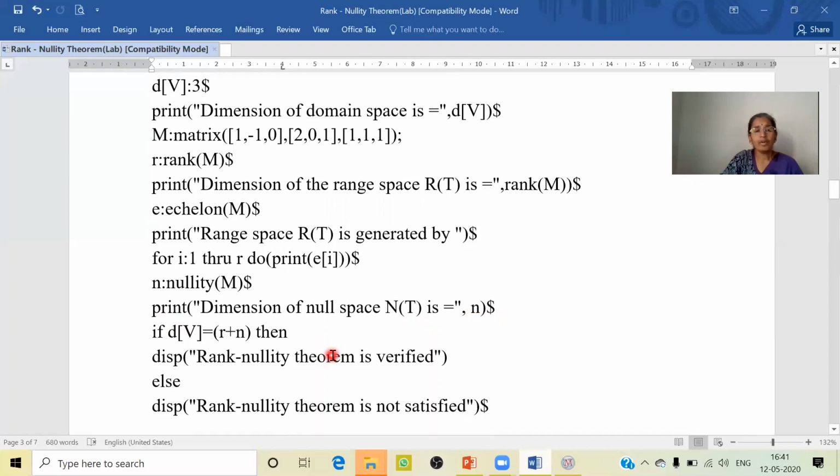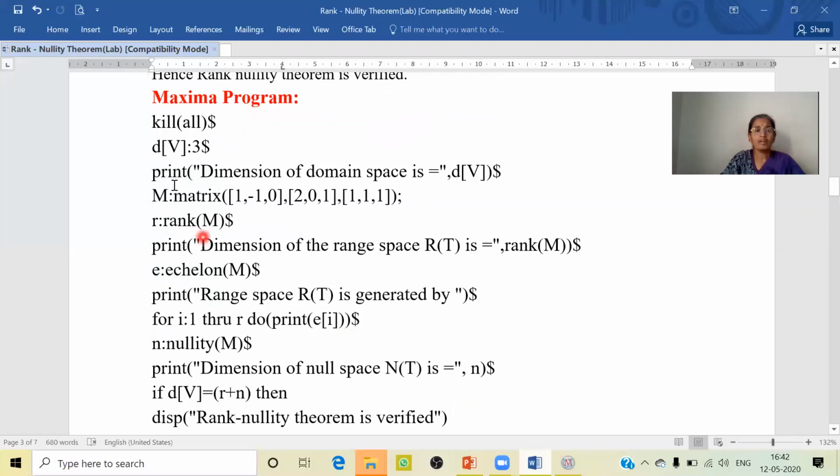Now we have found the rank, we have found the nullity, and we already have the dimension of the domain space as 3. So if dimension of V is equal to R plus N, that is rank plus nullity, then let us give the print command here: rank plus nullity theorem is verified. Else, if this condition doesn't hold good, then under the else, let us give the command: rank plus nullity theorem is not satisfied.